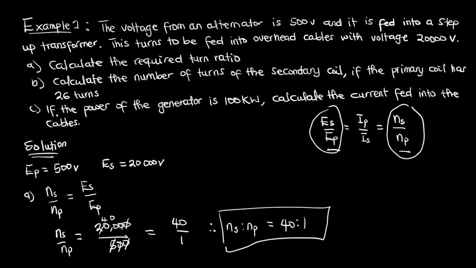Okay, so let's look at B. B is saying we have to calculate the number of turns of the secondary coil if the primary coil has 26 turns. Let me find a space here to squeeze it in. Before that, let me get just some small space, so let me erase this.